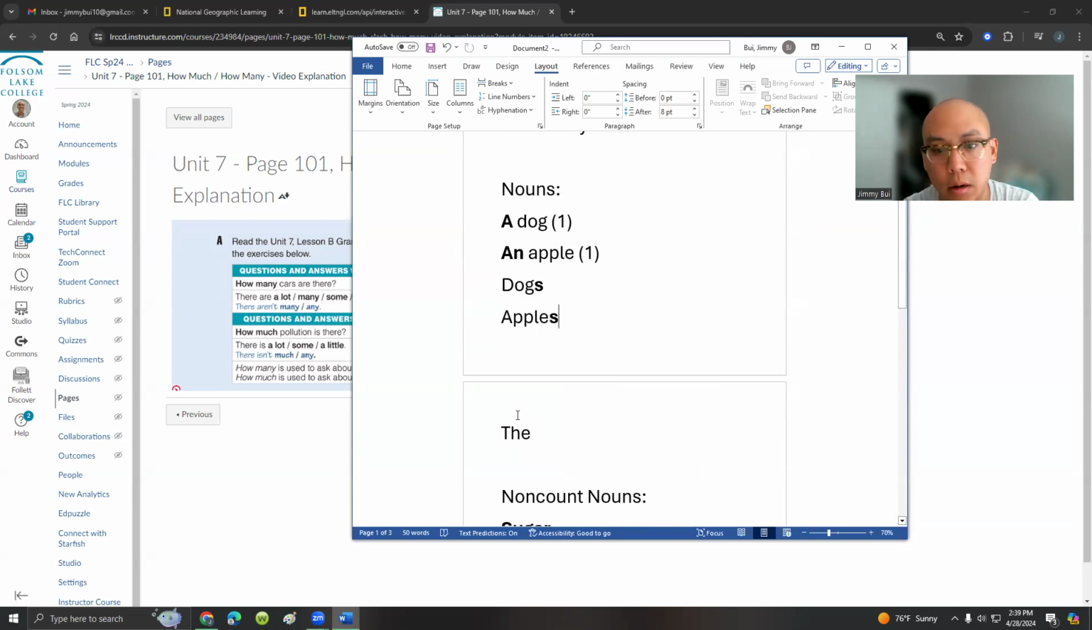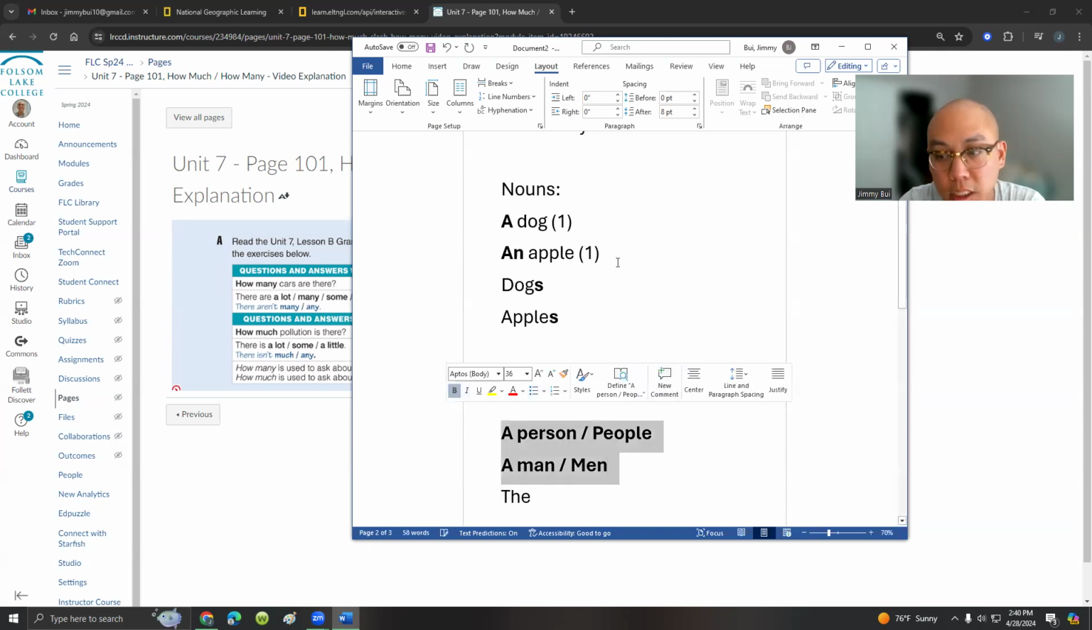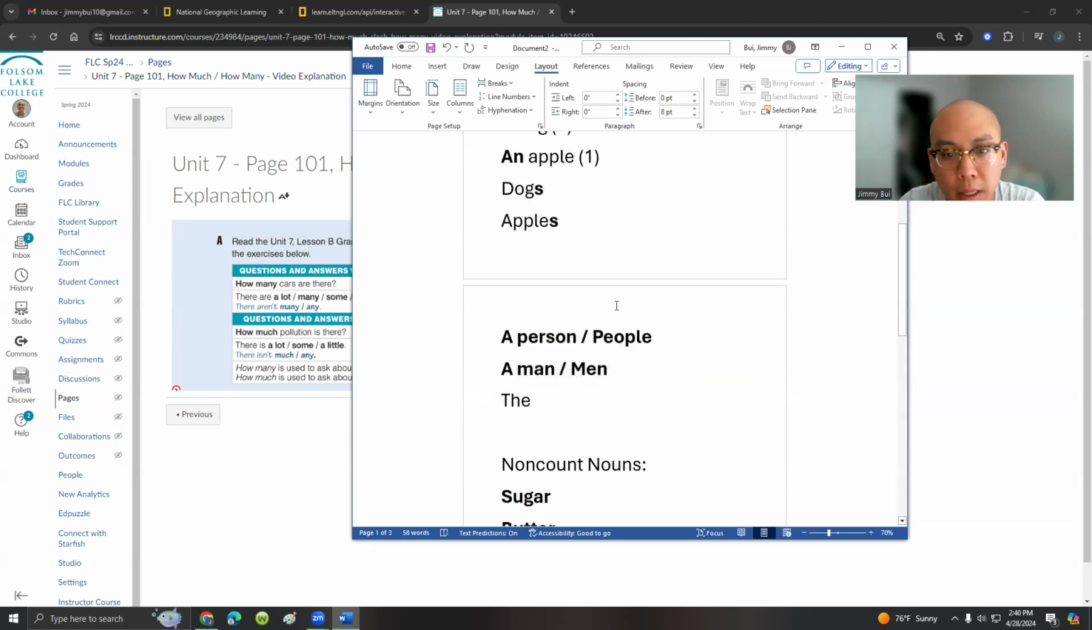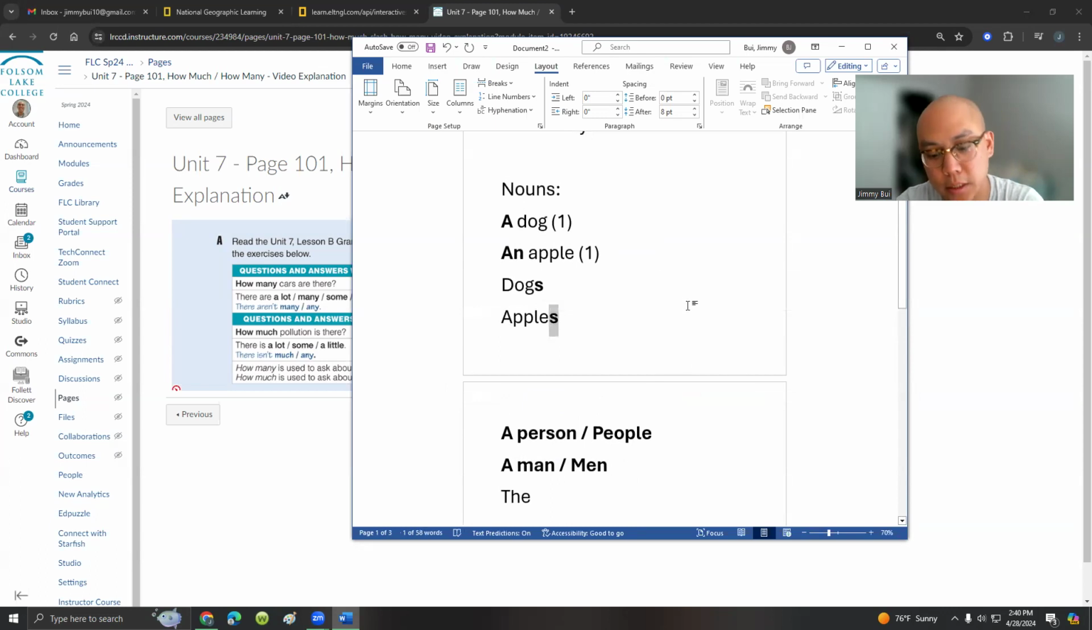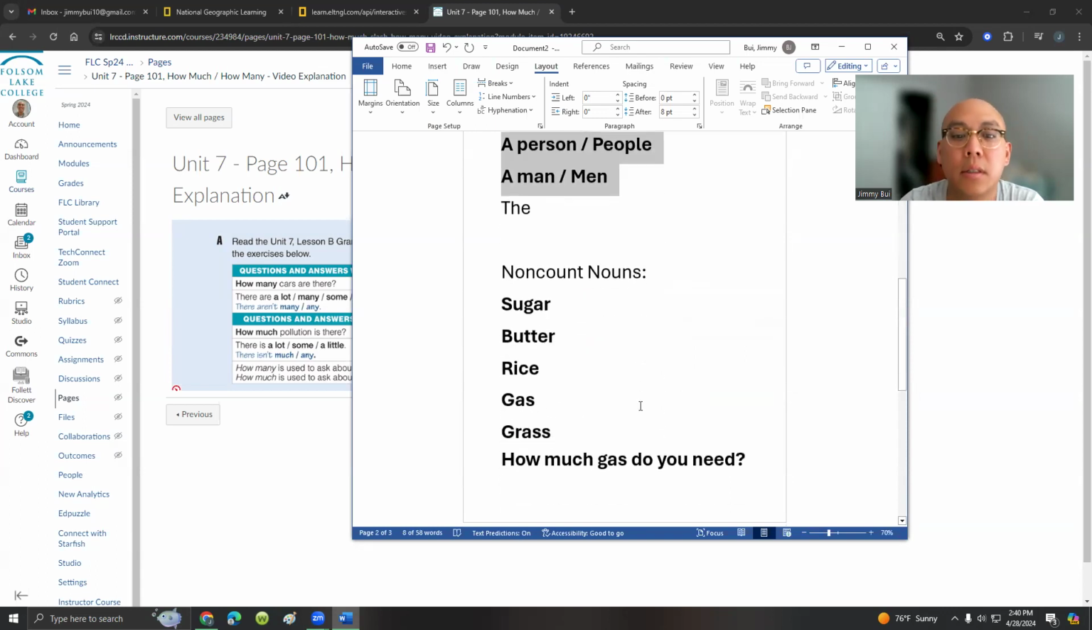Traditionally, of course, there are exceptions. When it comes to people, for a person, the plural form is people. A man, the plural form is men. Again, these are irregular, or they don't follow this same rule, but these do count as plural nouns, count nouns. Okay.